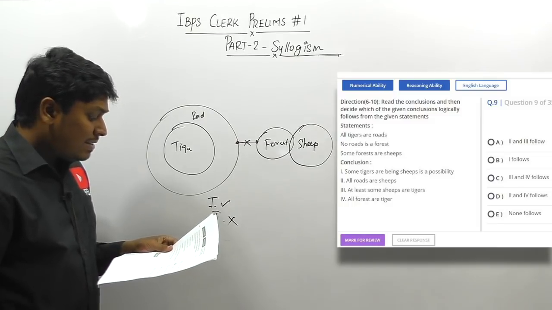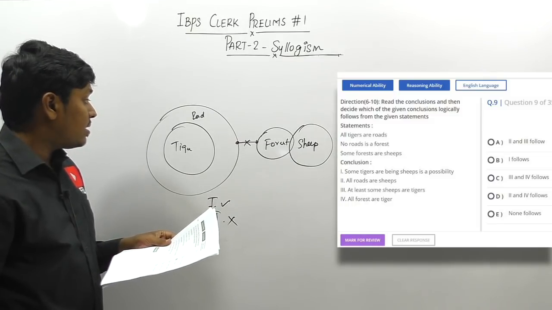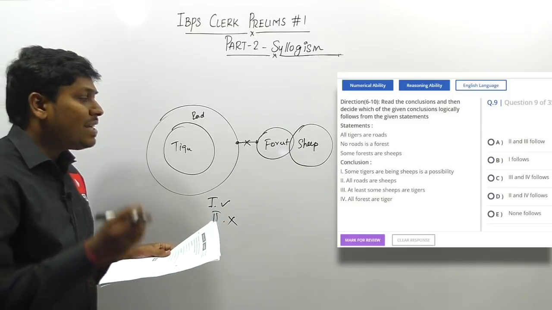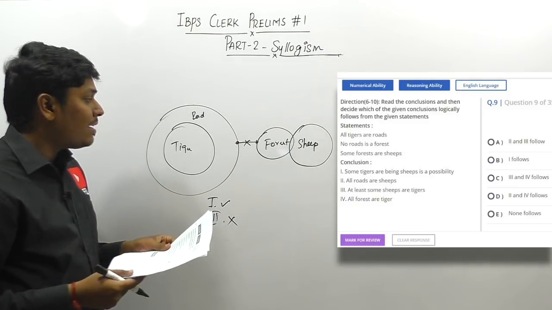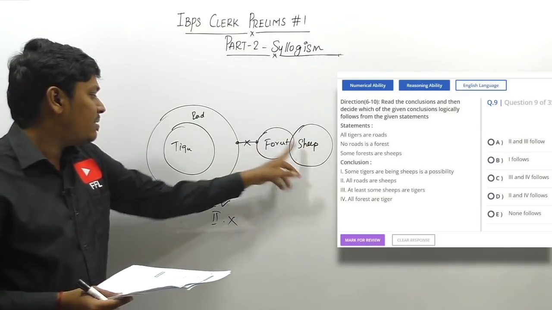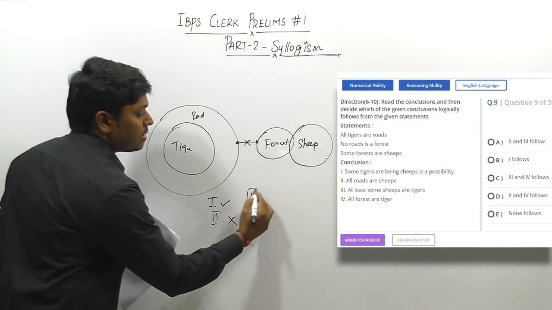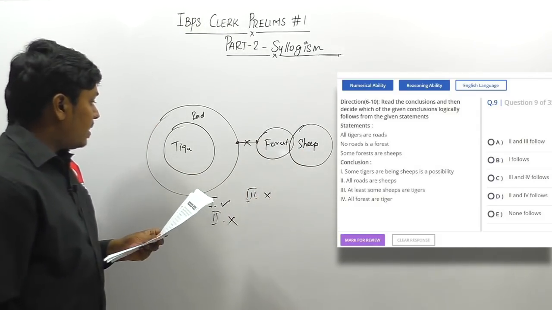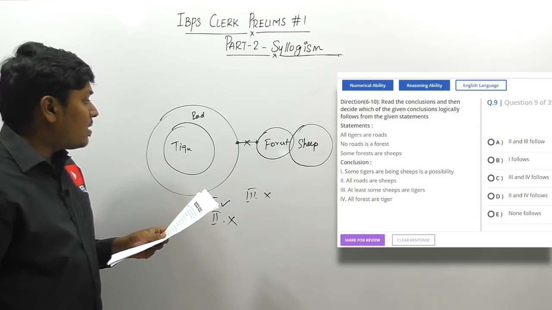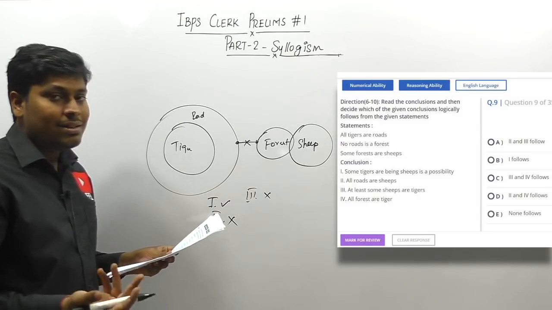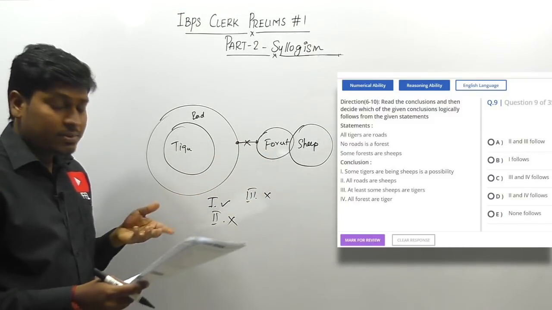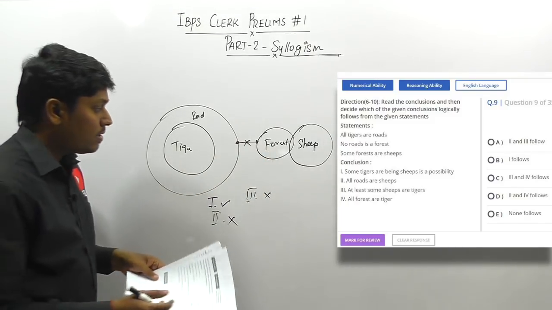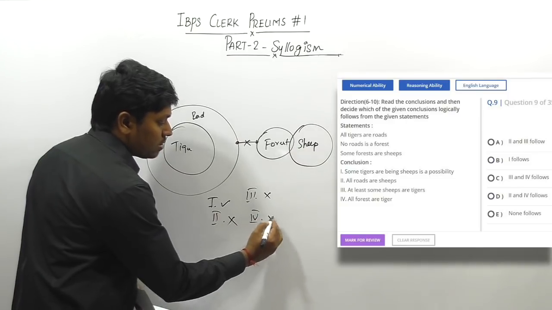Conclusion number 3, at least some sheep are tigers. Listen carefully, at least some and some are the same. It's a direct conclusion. Some sheep are tigers, right? There is no connection between sheep and tiger. So we can say that conclusion number 3 is false. Conclusion number 4, all forest are tigers, is again false. Why? Because there is no connection between forest and tiger, and the conclusion says all forest are tigers. So conclusion 4 is also false.